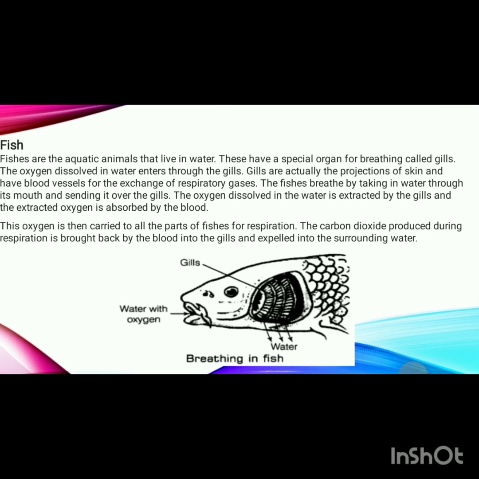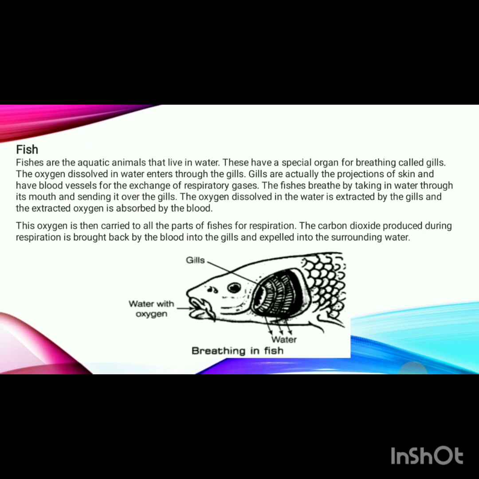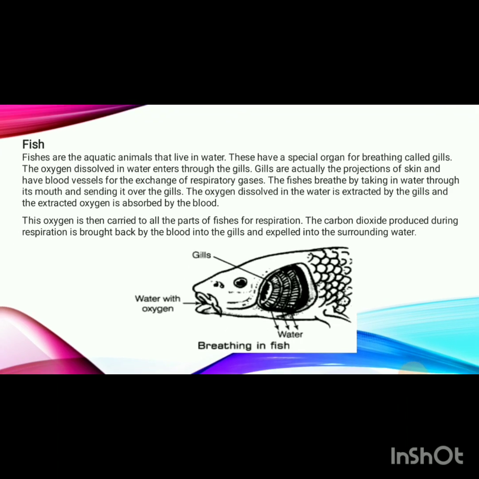Now, fishes. Okay, so you all know fish. फिश जो ब्रीदिंग करते हैं या जो मेन रेस्पिरेशन होता है वो होता है थ्रू गिल्स. ओके. So fish are aquatic animals that live in the water. These have a special organ for breathing called gills. The oxygen dissolved in water enters the gills. Gills are actually projections of skin and have blood vessels for the exchange of respiratory gases.